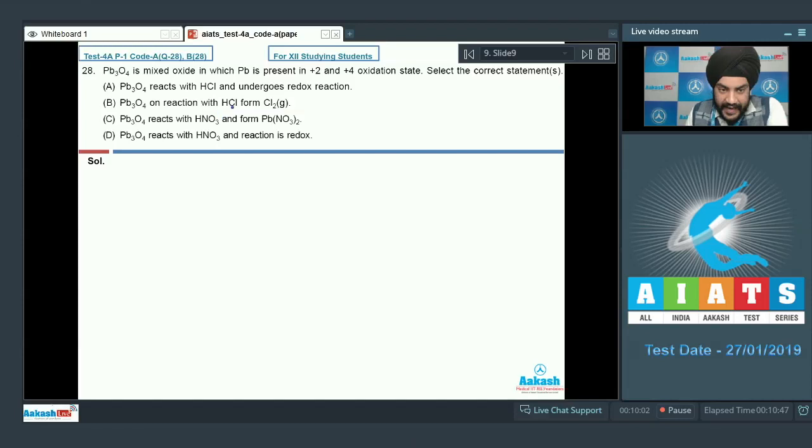Let us look at question number 28 now. Pb3O4 is a mixed oxide in which lead is present in a state of +2 and +4 oxidation states. Select the correct statements. So the examiner seems to be interested in the reaction of Pb3O4 with HCl and HNO3. So let us first talk about this Pb3O4. So Pb3O4 is a mixed oxide. It consists of PbO and PbO2.